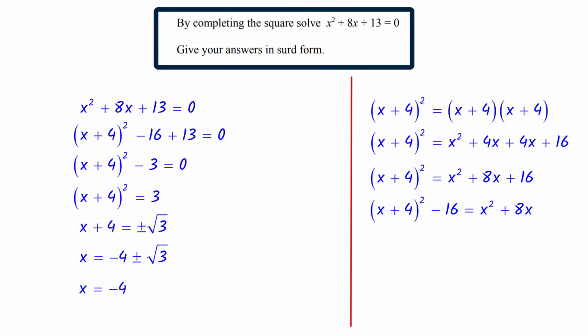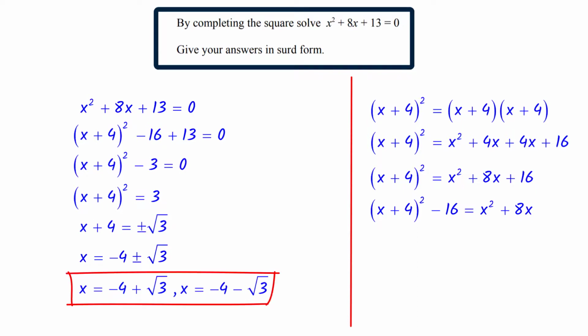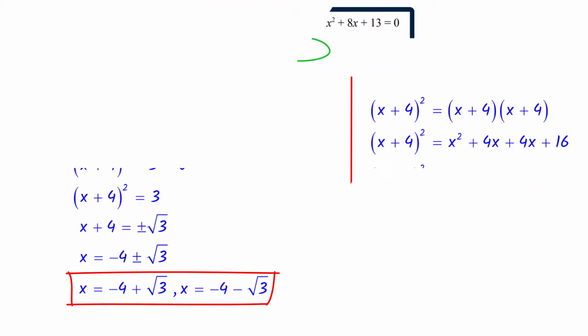x is equal to minus 4 plus the square root of 3, and x equals minus 4 minus the square root of 3. And because we have exact answers in terms of square roots, we have correctly given our answers in surd form. Now, although the question doesn't ask for this, let's also look at how completing the square can identify the turning point of a quadratic curve.